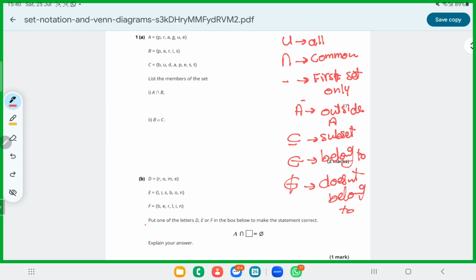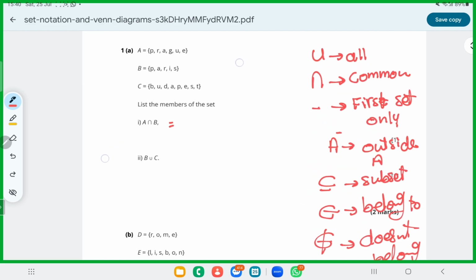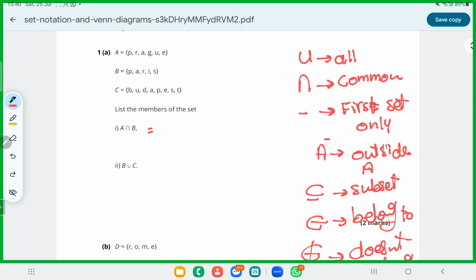Which means common. Let's talk about common. Here, who can tell me the common between A and B? Can you see it well? Anyone? Okay, if I wanted to get the common, take the smallest one, which is P. Take P, letter P. P exists here and here, so it's here.